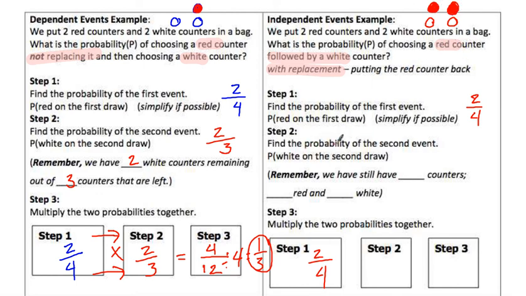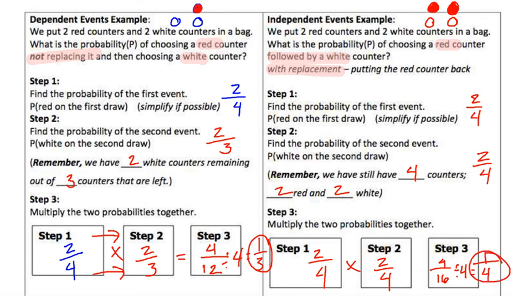Then it says find the probability of the second event. Well, the second event is drawing a white marble. Remember that we have 4 counters, 2 red and 2 white, and the probability of choosing a white is 2/4 again, because there's 2 white out of 4 total. Multiply them, I'm left with 4/16, and I can divide by 4 and I get 1/4 probability.